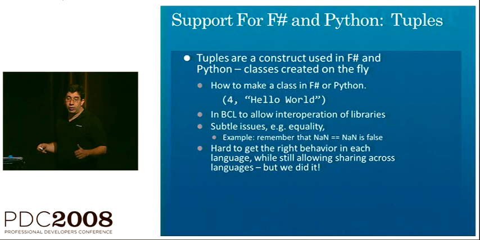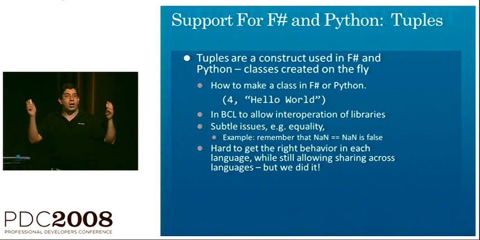It wasn't hard to implement tuples, as you can imagine. The hard part was working with all the different teams, the F# team, the IronPython team, the C# team, making sure we came up with an implementation that all of them could be happy with and all of them could use. And that was really important because it meant that the code could interoperate, that you could call the libraries in one language and use them in another.